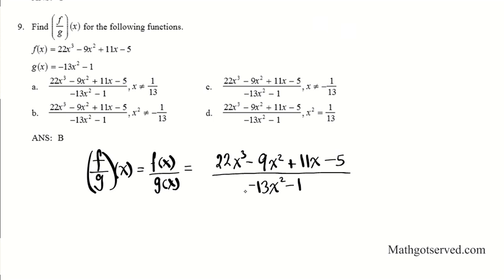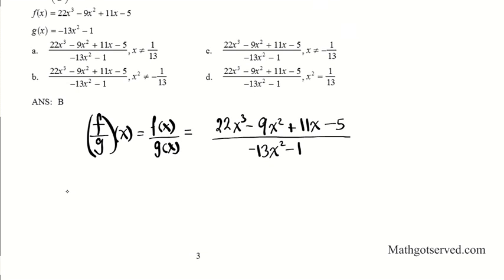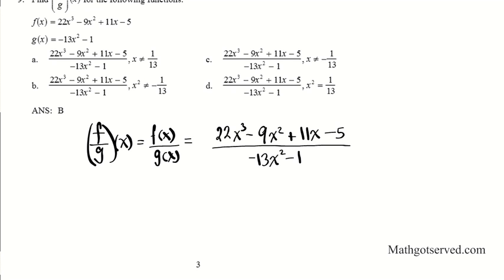There's a constraint as to the denominator. Remember, you cannot divide by 0. So what you do is you set the denominator equal to 0 and solve. So the denominator, I'll do this in green, is negative 13x squared minus 1. That cannot be 0. If it were, it's going to be undefined. So this value has to be excluded from the domain. Okay, so whatever x value makes this happen. So let's go ahead and solve this.